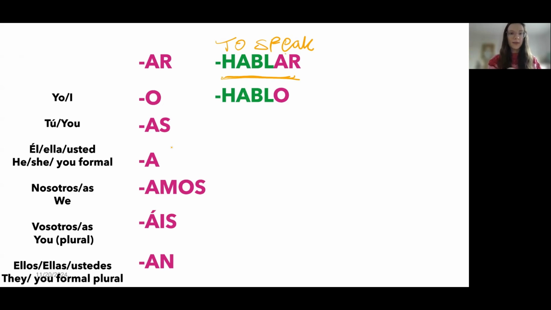So when AR is the ending, we're going to remove it. So the ending is in pink and the stem is in green. We're left with the stem, which is habl. We now must add the correct ending depending on the person to our stem to conjugate it correctly.